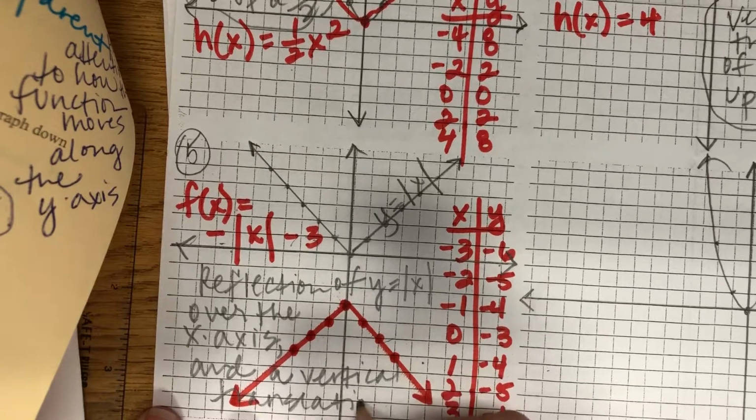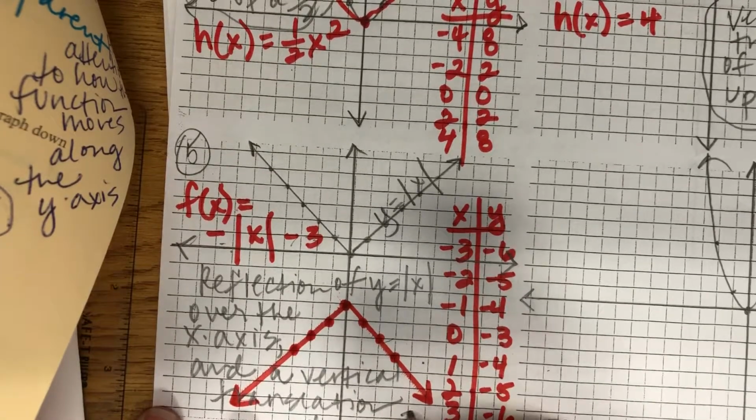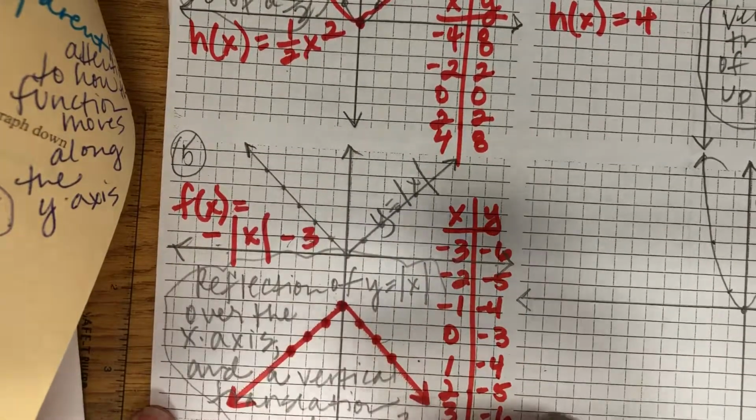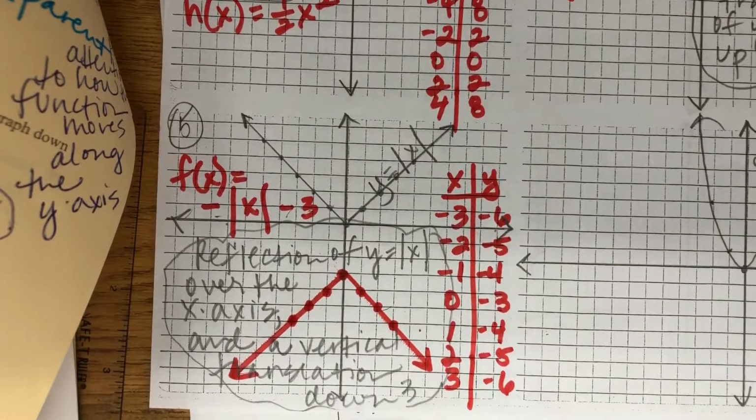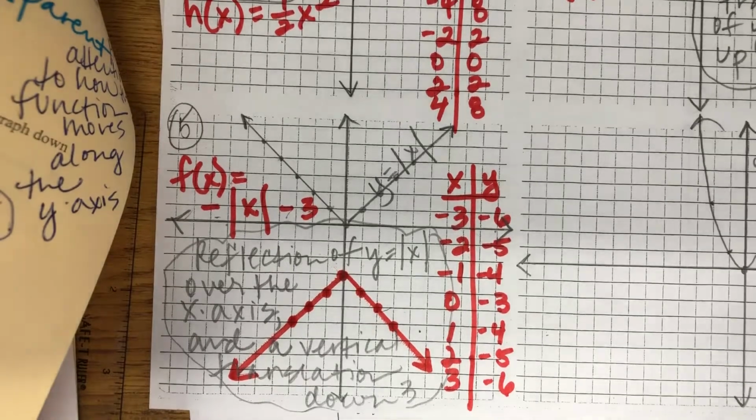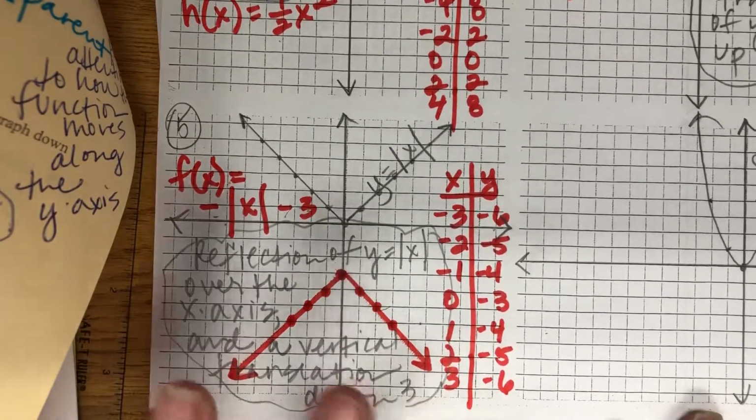Translation down 3. Just from my observations in class, graphing looks like it's going well. It's check in with your descriptions. Are you getting everything on the page to describe what's happening?